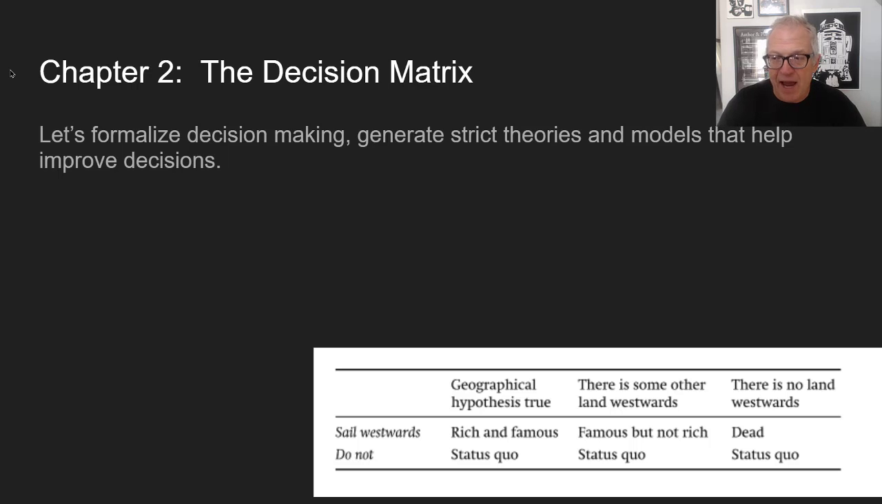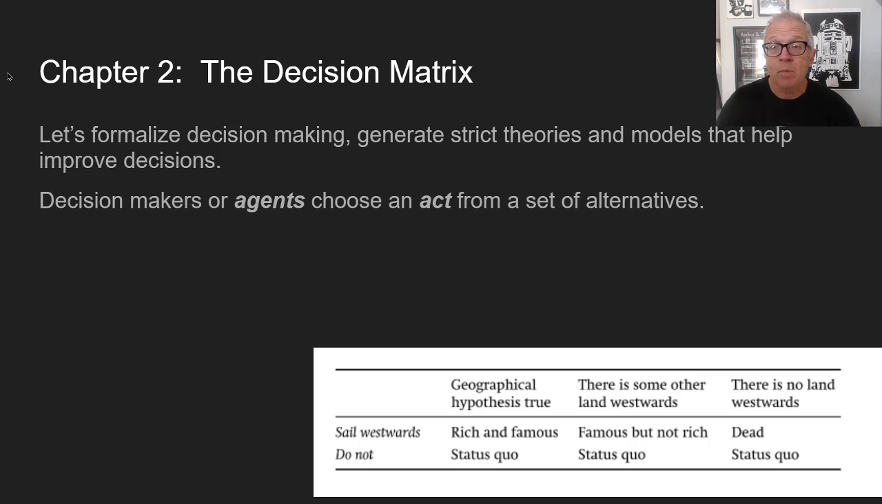An example down here at the bottom is Christopher Columbus's decision whether to sail westward or not. So his actions are along the left-hand column. Every decision maker, you and me and Christopher Columbus, we're all agents, and we choose an action from among choices of acting. We can sail westward or not. We can get the ice cream cone or not. You can pull the trigger in the robbery or not. So the action is something you choose from a set of alternatives.